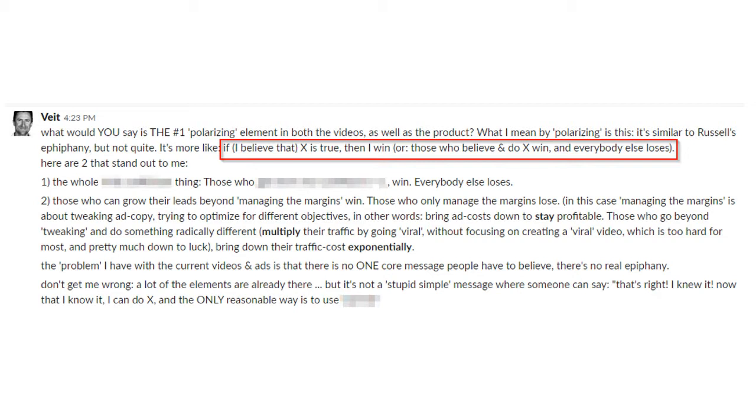That core concept of finding a message and splitting it in two and simplifying it down to those who do X win, and then demonstrating that, and those who don't do X lose. And you keep repeating that three, four, five times throughout. You're not doing that to manipulate people. You're doing it to polarize your audience.